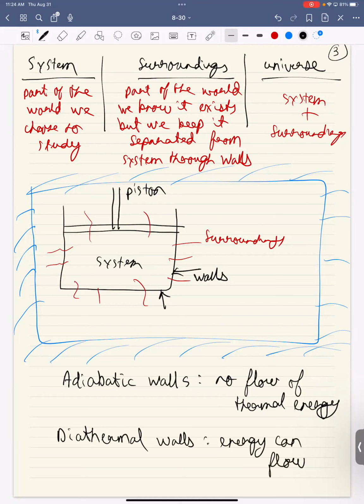Energy can flow, okay? This adiabatic concept is quite important. Together, the system plus surroundings, the universe, the wall that is outside the universe is an adiabatic wall, right? Nothing can go in and out. It's completely trapped. So that's an example of an adiabatic wall. Any questions about this?